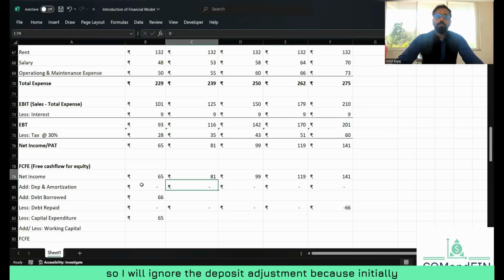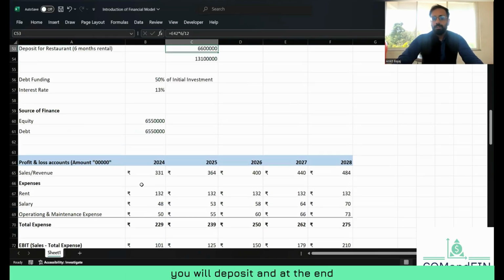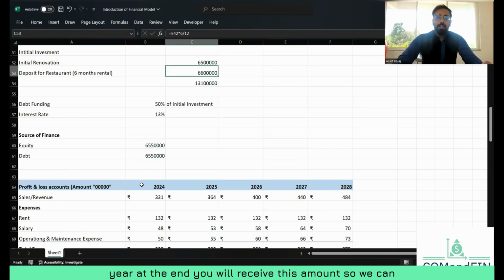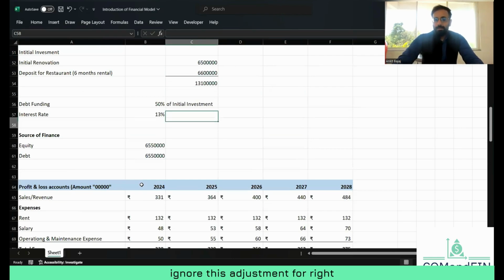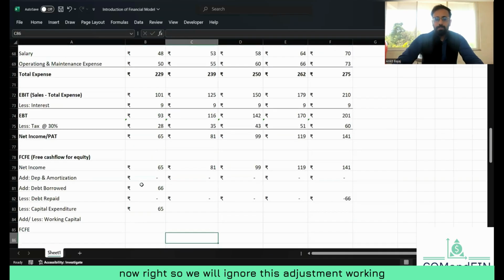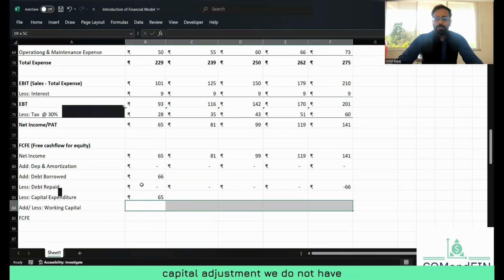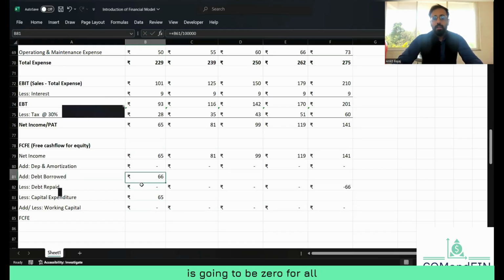So I will ignore the deposit adjustment, because initially you will deposit and at the end you will receive this amount. So we can ignore this adjustment for right now. Working capital adjustment, we do not have to provide. So this is going to be zero for all the years.